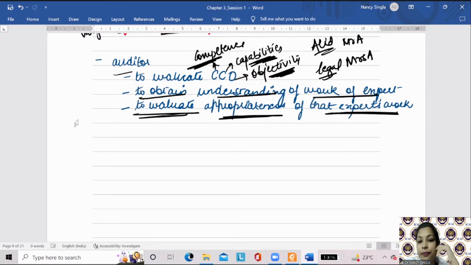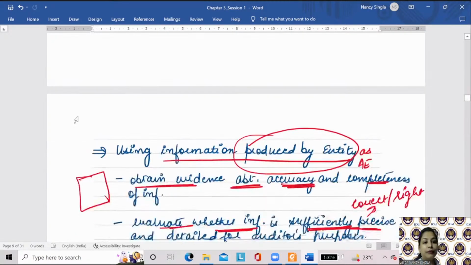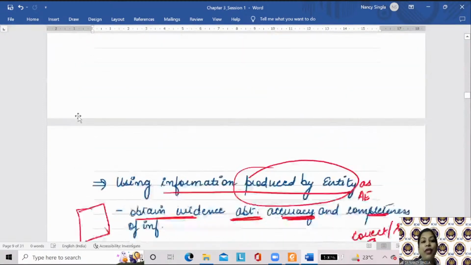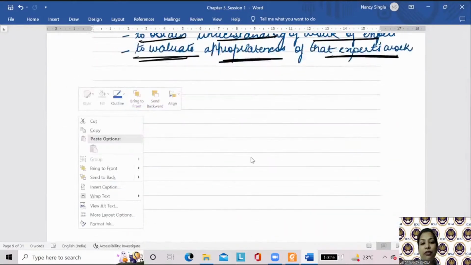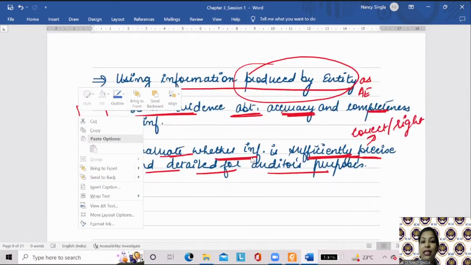Is it clear? Quickly send in your replies. So we have seen that when the auditor is using information provided by the entity, he will obtain audit evidence about the accuracy and completeness of the information. You cannot just rely on any information, otherwise what is the purpose of the audit? So he will obtain audit evidence about the accuracy and completeness of the information and whether it is correct, sufficiently precise for his purposes.